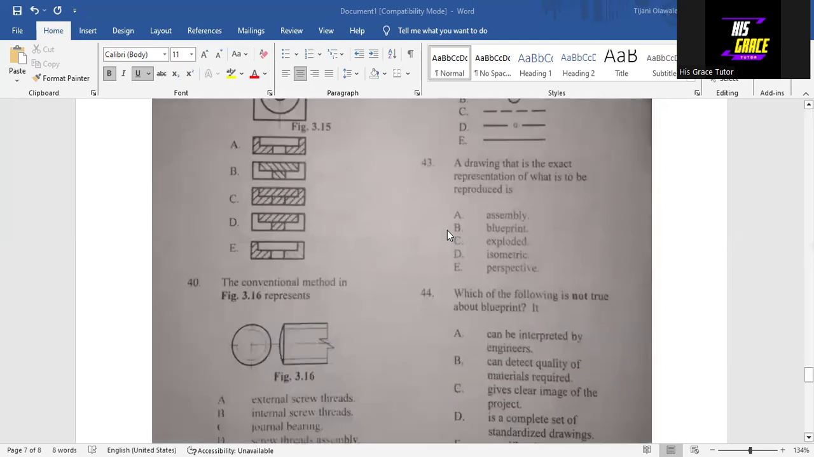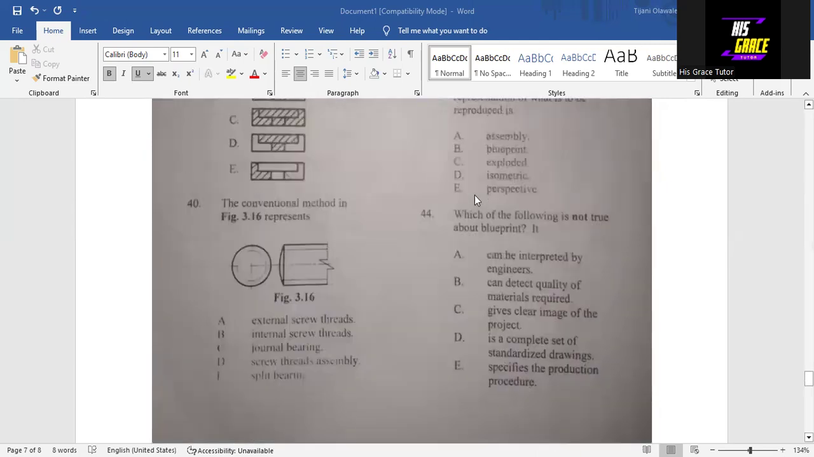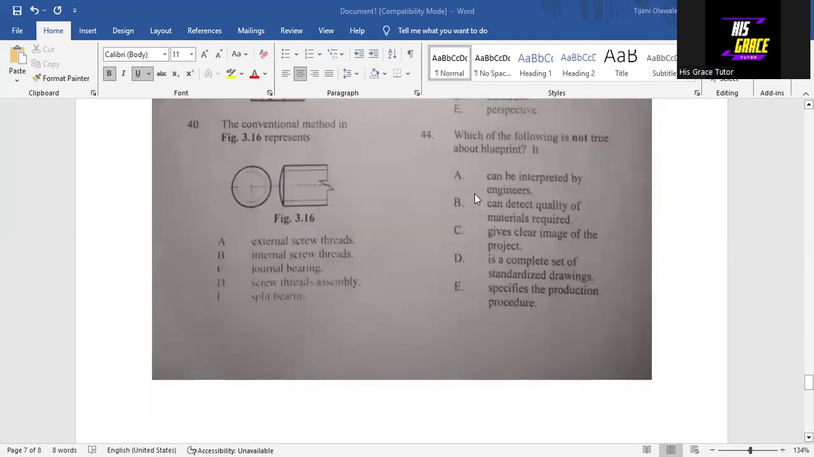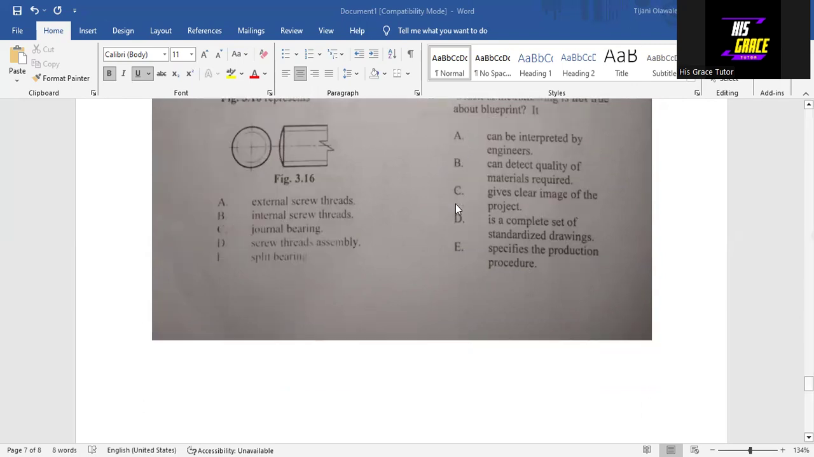Then question 43. A drawing that is exact representation of what is to be reproduced is a blueprint. That is option B is the answer to that question. Question 44, which of the following is not true about blueprint? So the answer to the question is option B, can detect quality of material required. So option B is the answer to that question.